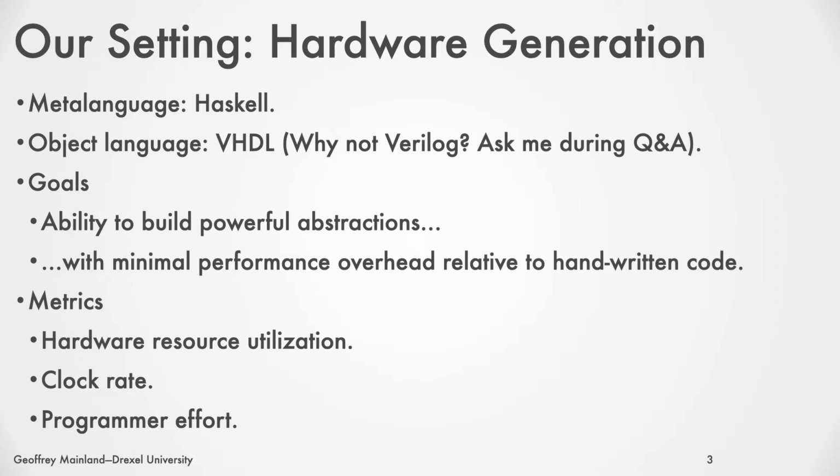What we really care about is being able to build powerful new abstractions that we could not build directly in VHDL or Verilog, with minimal performance overhead relative to handwritten code. The primary metrics we care about are hardware resource utilization, where we want to minimize the number of hardware resources our circuit requires; clock rate, because we want to run our circuits as fast as possible; and programmer effort, which we want to minimize.